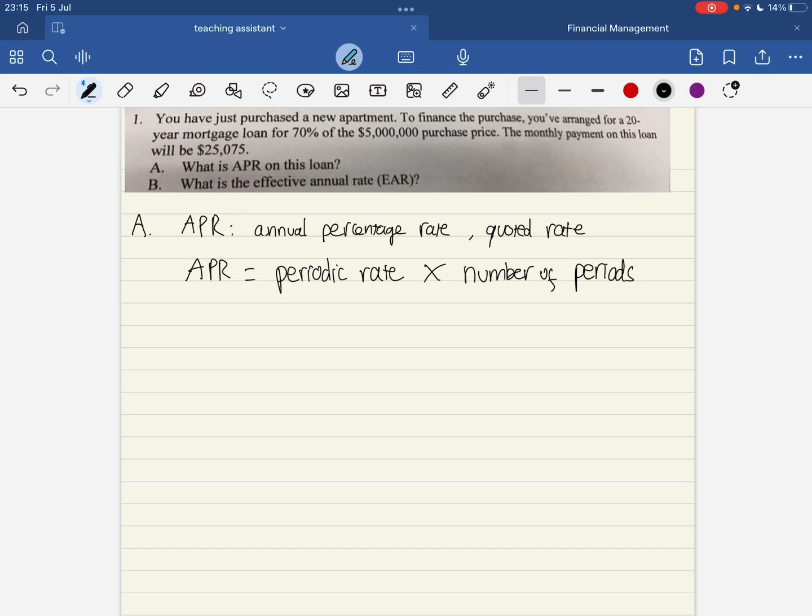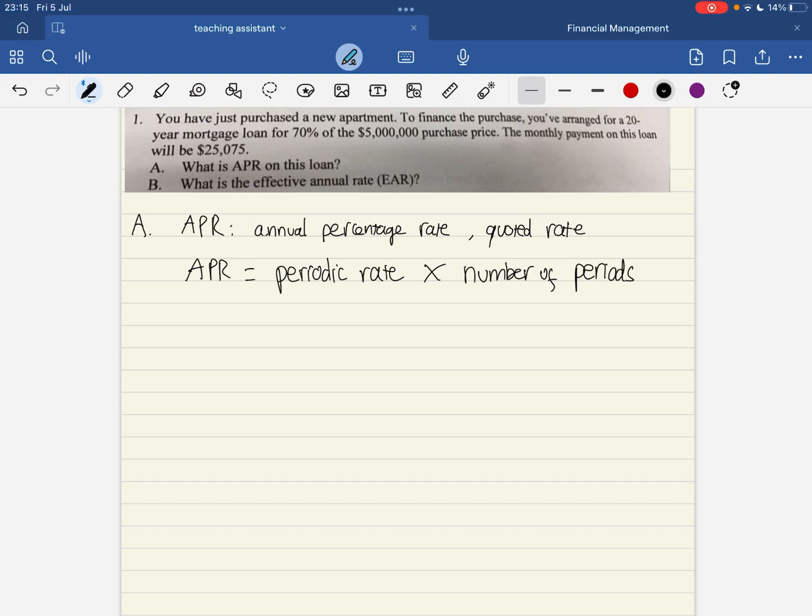Let's analyze every number in the question. You know that this loan will take place for 20 years. Can we use 20 years for the APR formula? No, we cannot, because we are calculating the annual percentage rate. So this 20-year mortgage loan may be used later, but not for part A.